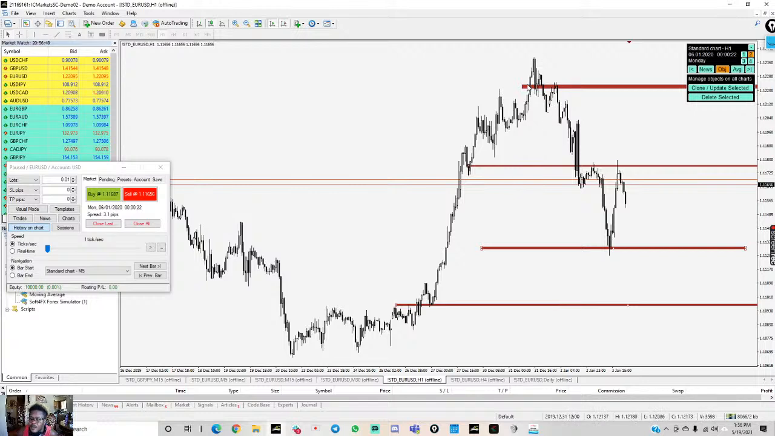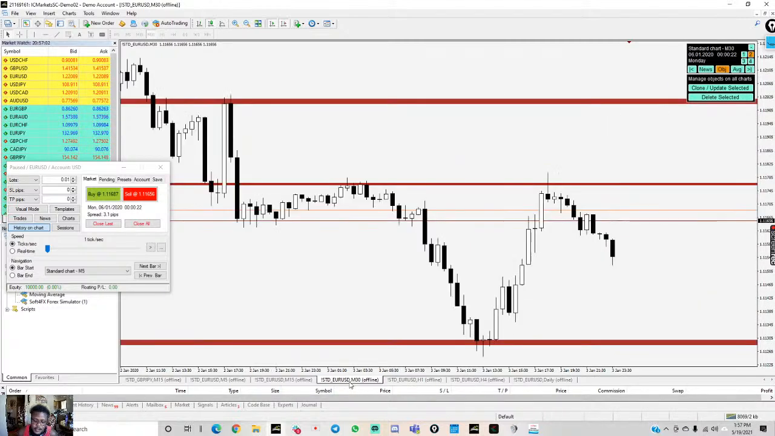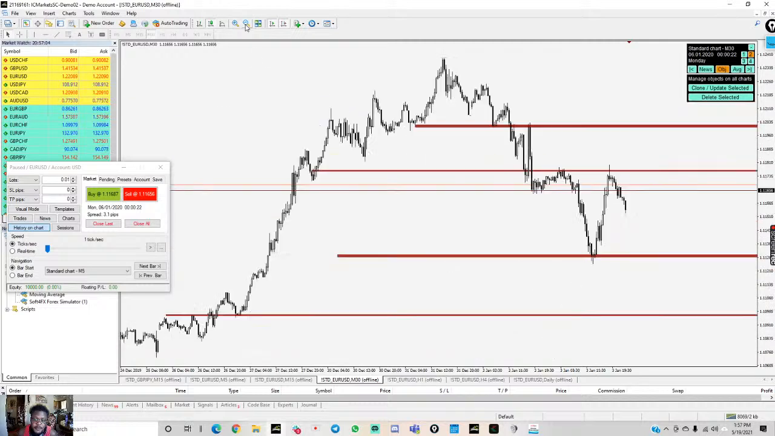Alright, so that should be good. And also for here, you know, that we have a 1-hour resistance here just the same. So I'm gonna bring these over to the 30-minute to see what we got on the 30-minute time frame.